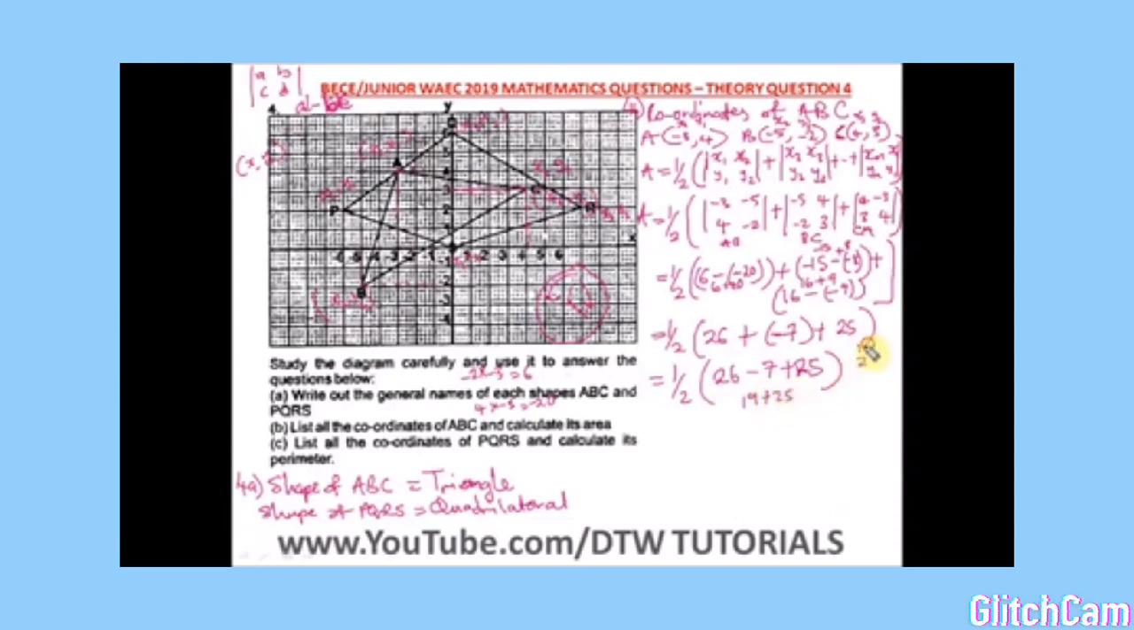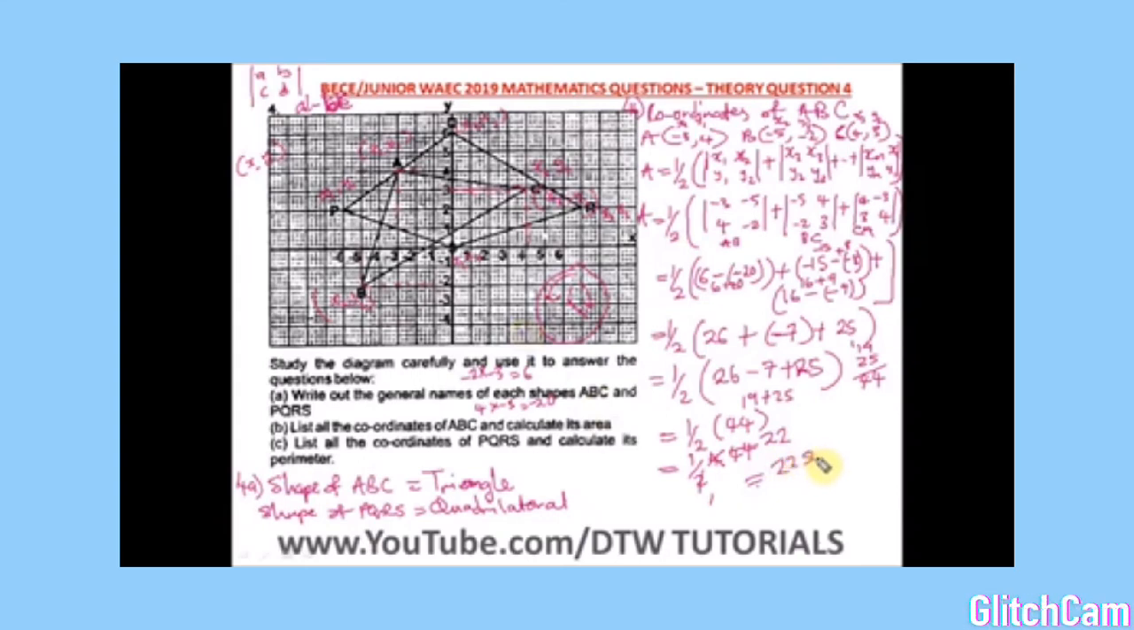19 plus 25, what would that give us? 9 plus 5 is 14, carry 1. 1 plus 1, 2. 2 plus 2 is 4. So 19 plus 25 is 44. So we have 1 over 2 bracket 44. So here this is 1 over 2 times 44. So 2 can go in 44, right? So cancel here 1, and 2 in 44 goes 22 times. So our answer, the area of this triangle, is what?